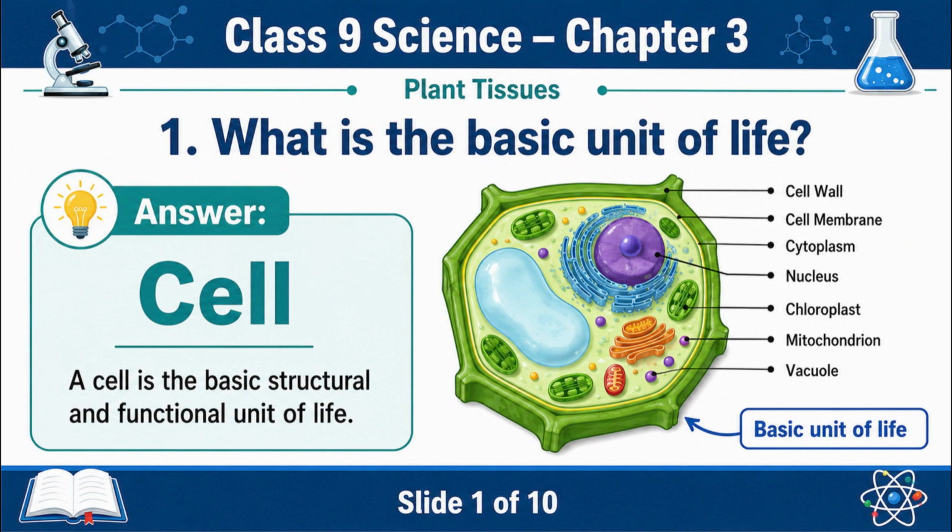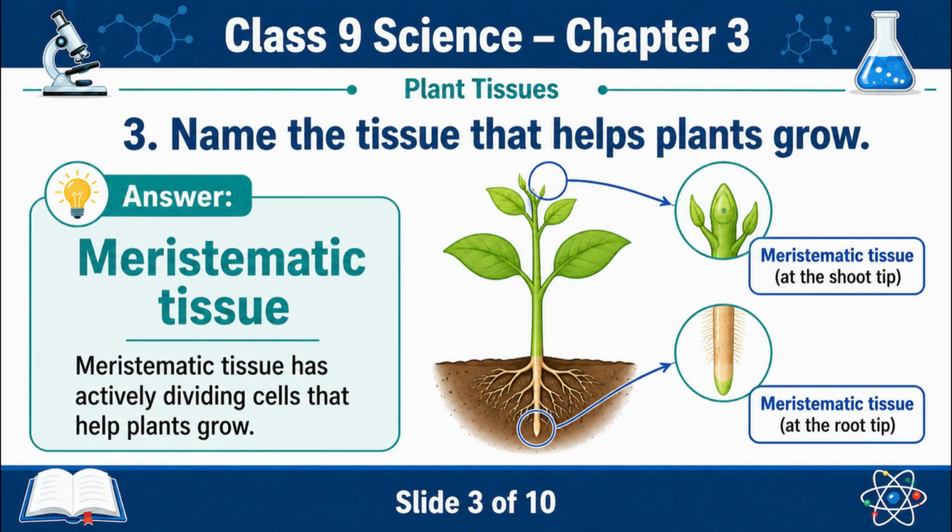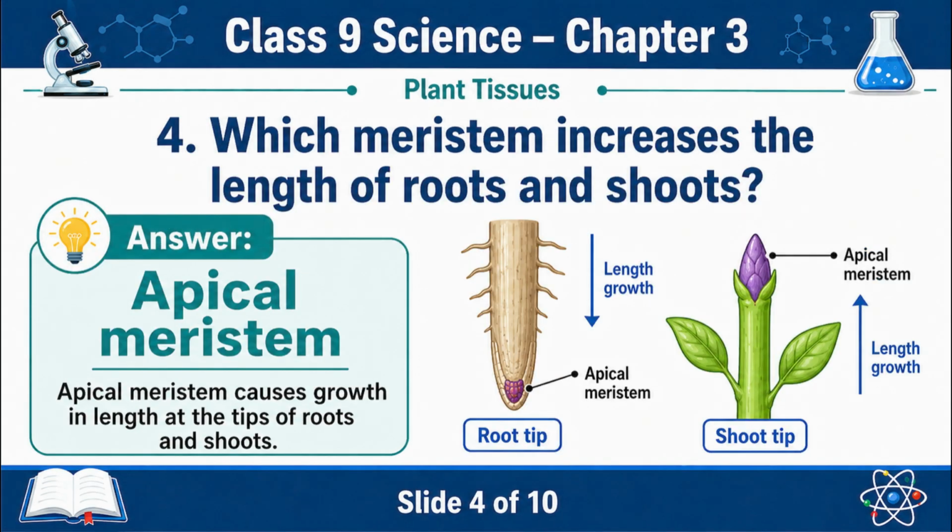Plant tissues. What is the basic unit of life? Cell. What is a group of similar cells doing one function called? Tissue. Name the tissue that helps plants grow. Meristematic tissue. Which meristem increases the length of roots and shoots?